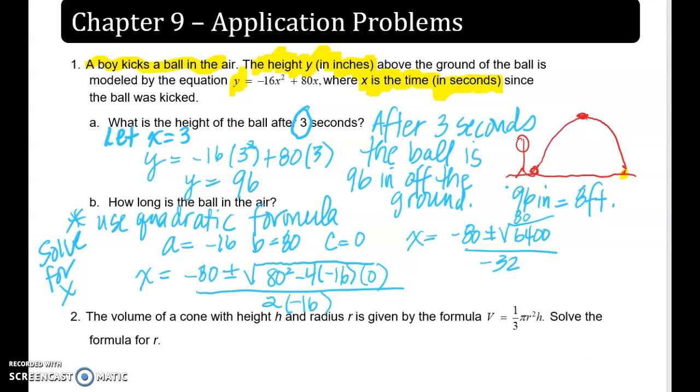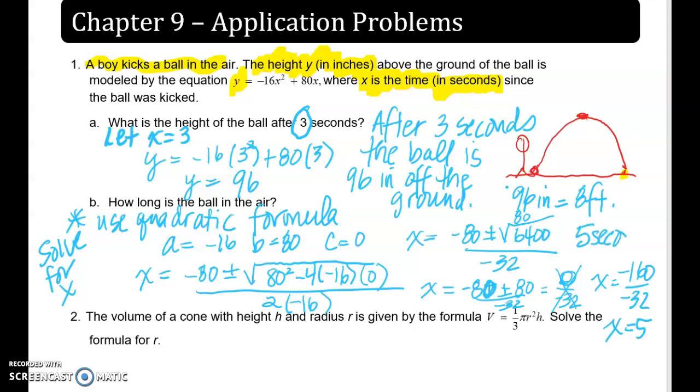So in my calculator, I need to do x is equal to negative 80 plus or minus 80 over negative 32. Now you can probably already see that one of those solutions is going to be 0. So the first one, negative 80 plus 80 is 0. So that's going to be 0 over negative 32, which is not possible, so that one gets thrown out. And then if we do negative 80 plus negative 80, that's negative 160 over negative 32. And if you divide that, you get exactly 5. So my answer for this problem is going to be 5 seconds.